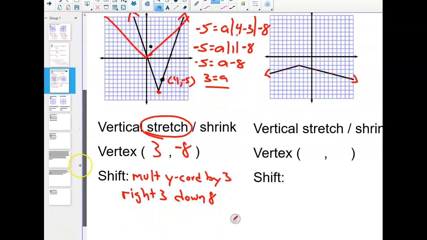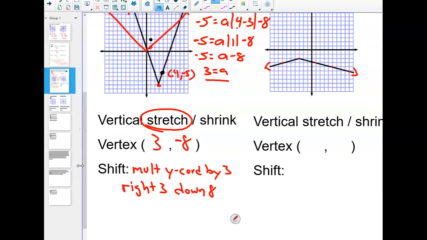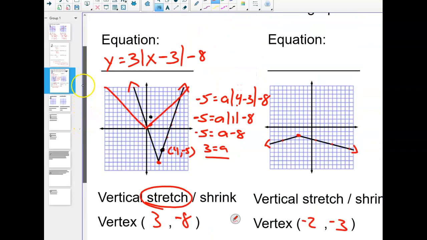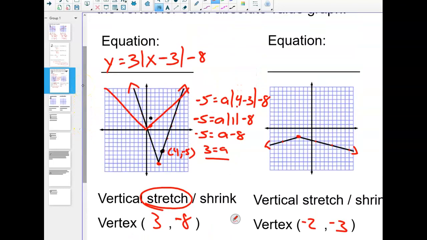Again, I want to establish what the vertex is. That's probably the most important point. And that vertex is negative 2, negative 3. So right away, I can put that in my equation. Y equals, leave a little space for yourself. Sorry, your vertex is negative 3, negative 2. Not negative 2, negative 3, negative 3, negative 2.